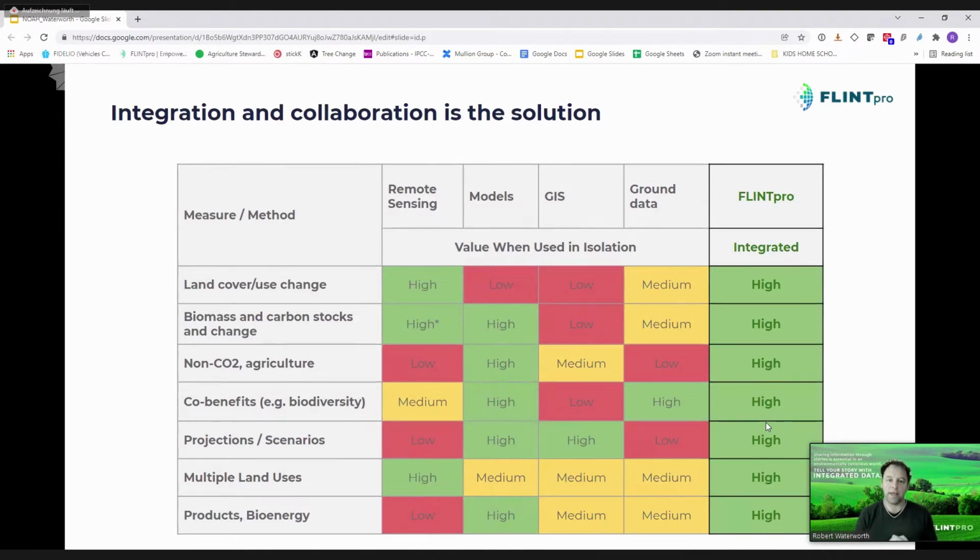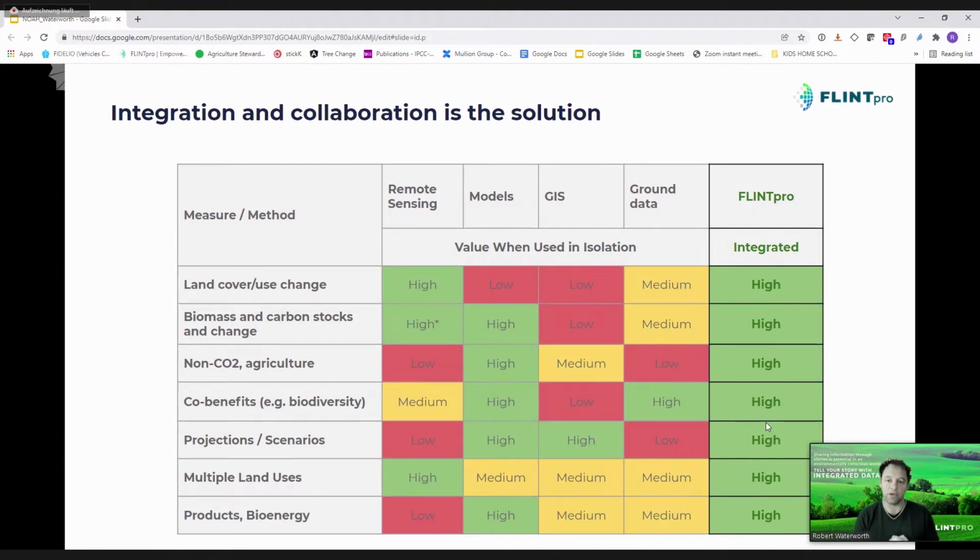When we're thinking about the land sector, we need to think about integration and collaboration. There is actually no one technology that is going to get us over the line for doing this. And this table here shows what I mean in this case. There's these technologies of remote sensing and models and GIS, geographic information systems and ground data across the top. Down the side here, we have all of the types of things we're trying to measure and estimate and how those things work. And for some things, like land cover, remote sensing is fantastic, but for projections and scenarios, less so.